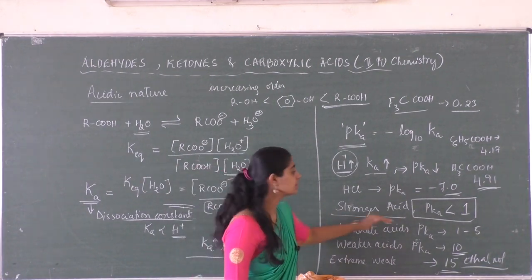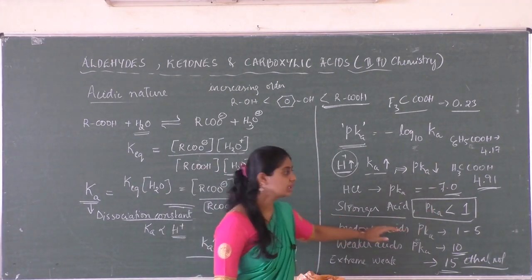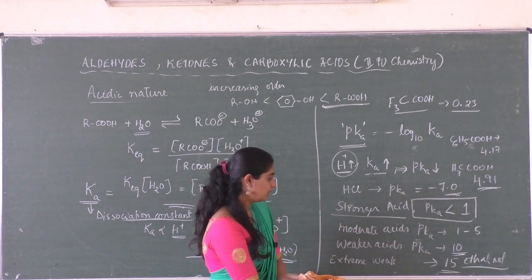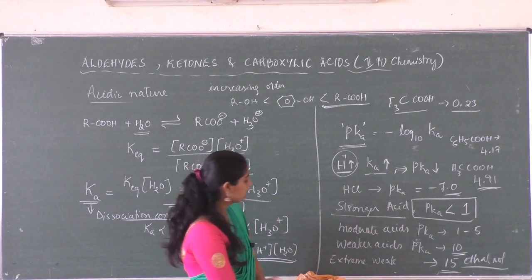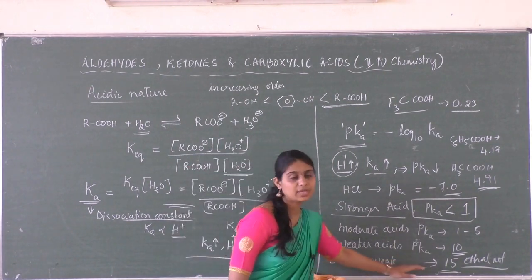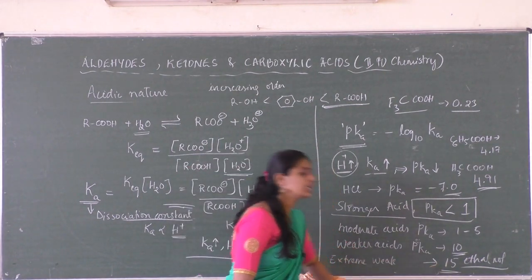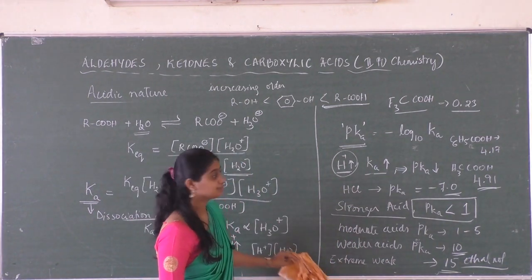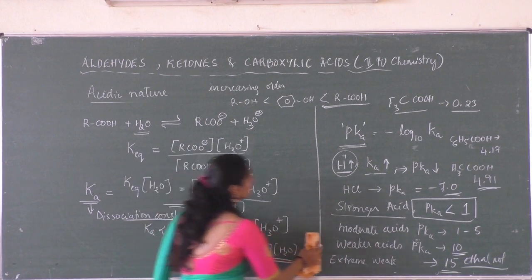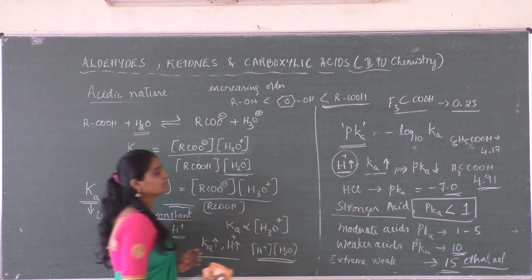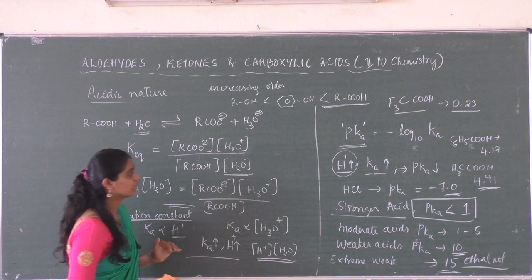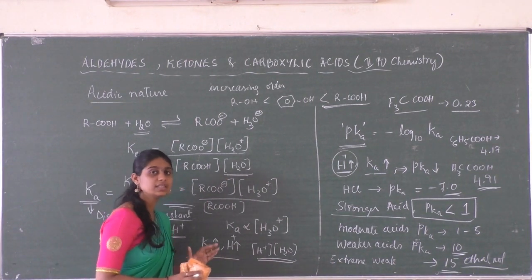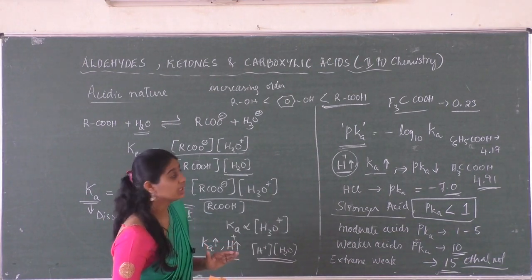For stronger acids the pKa value will be less than 1, for moderate acids 1 to 5, and for weaker acids the pKa will be around 10, that is for phenols. Extremely weak acids will have a pKa value of around 15, that is for ethanol. Clear? And one more thing that we need to note about the acidic character is the presence of a substituent that may alter the stability of the carboxylate anion.